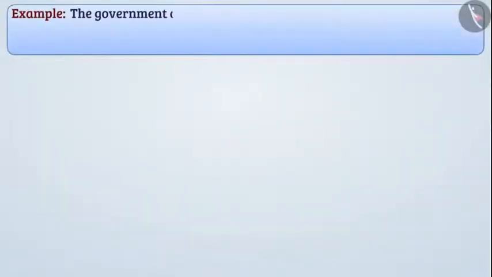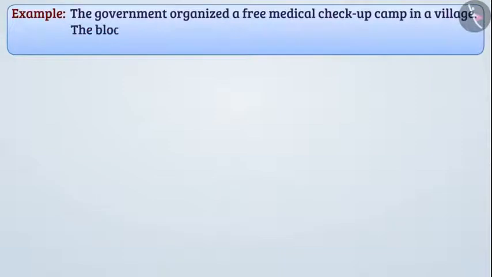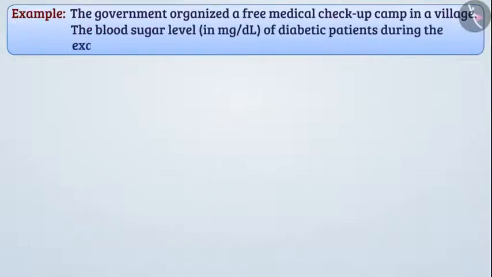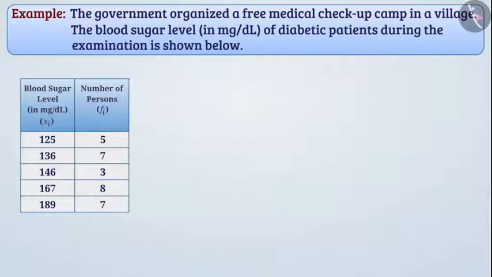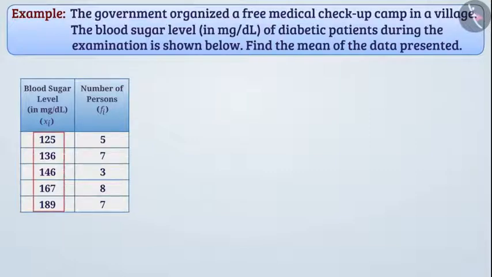The government organized a free medical checkup camp in a village. The blood sugar level of diabetic patients during the examination is shown below. Find the mean of the data presented. Here, we are given observations and their frequency. So, we should use this formula to get mean.